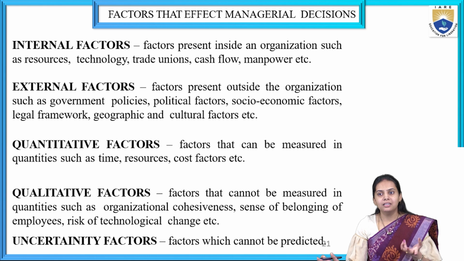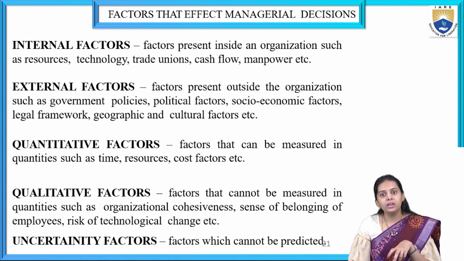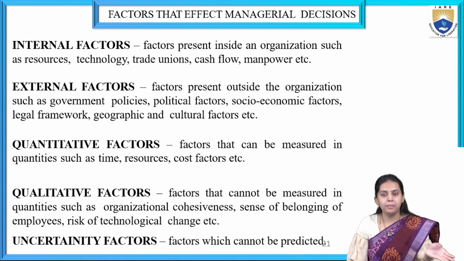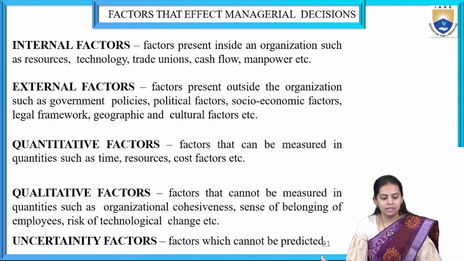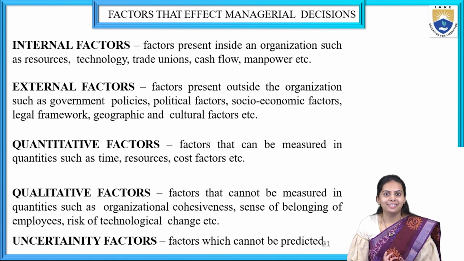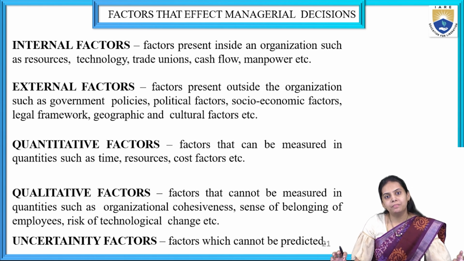Still, these are measures such as organizational cohesiveness, a sense of belonging of employees, risk of technological change, etc. And the final one is the uncertainty factor, factors which can't be predicted. To cover all these factors, I'll give one simple example, a simple situation of an innovation.